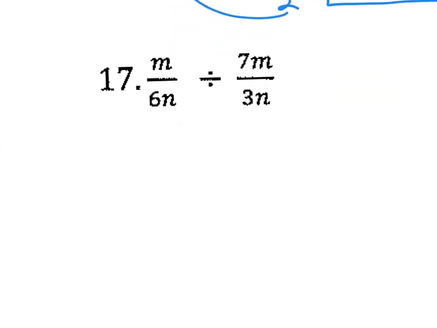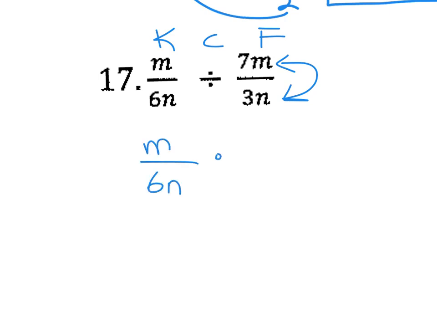For number 17, again, I'm dividing, so I need to think about keep, change, flip, and I'm not changing the sign of any number here. I'm just going to take the multiplicative inverse of my second fraction, or flip it. So I've got m over 6n times 3n over 7m.